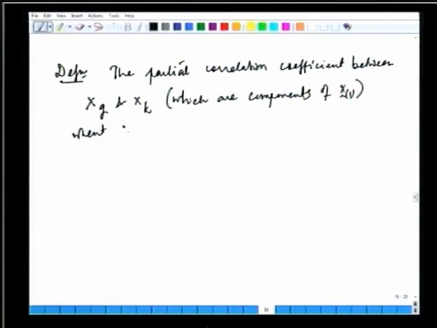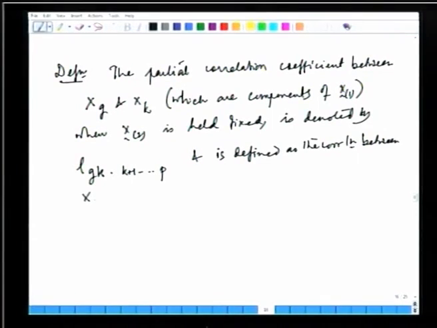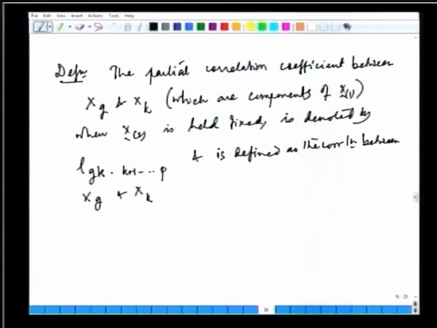when x2 is held fixed, is denoted by rho gk, and then I have the elements of x2, that is k plus 1 to p, and is defined as the correlation between xg and xk in the conditional distribution of x1 given x2.